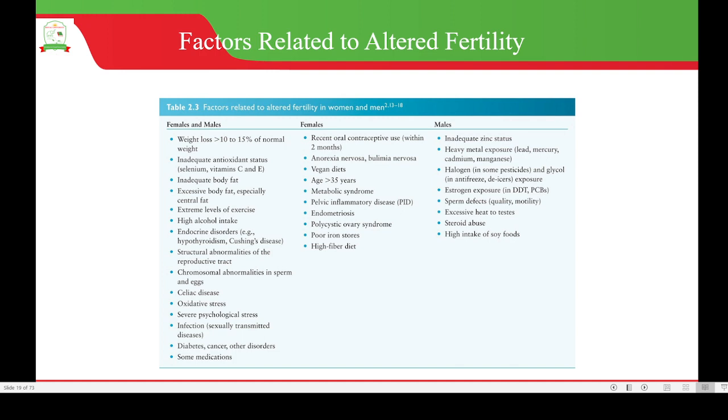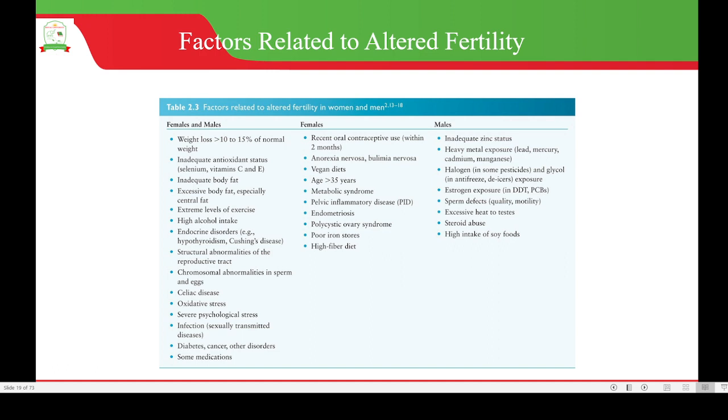Extreme levels of exercise. This causes depletion of energy and fats and also other nutrients, and the end result is the body becomes compromised of some nutrients. Exercise is good, but too much of it becomes unhealthy for the body. High alcohol intake. Alcohol is dangerous, especially to women of reproductive age and also to pregnant women. So continuous consumption of this alcohol can damage the cells and certain parts of the reproductive system and hence altering fertility. Endocrine disorders, for example, hypothyroidism and Cushing's disease.